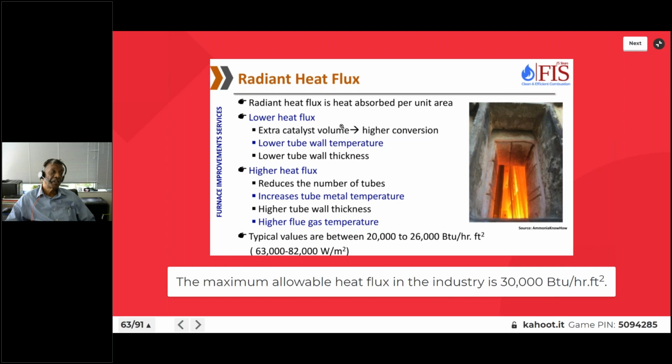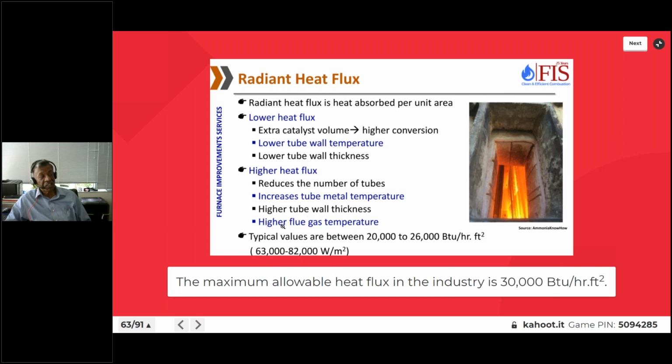And if you have a lower heat flux, you will get extra catalyst volume, lower tube wall temperature, and lower tube wall thickness. All good things are happening, but the furnace becomes expensive. Nothing comes free. If you get higher heat flux, you reduce the number of tubes, you increase the tube metal temperature, your tube wall thickness also goes up, and the flue gas temperature is higher.